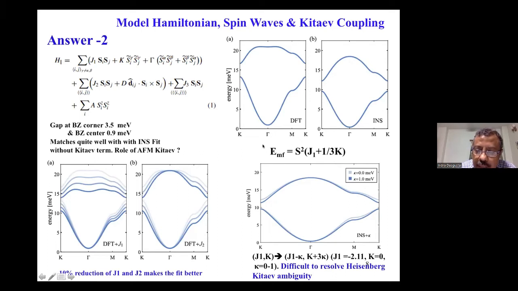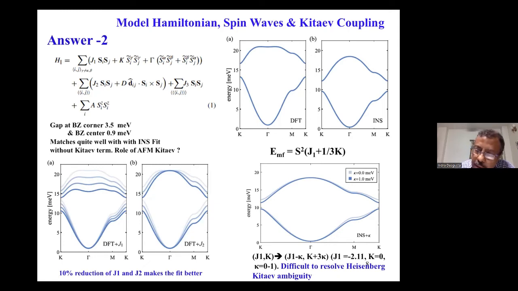To see this effect more pronouncedly, we have figured out that the mean field contribution per bond with Heisenberg and nearest neighbor Kitaev happens to be S squared, where S is the value of the spin, times nearest neighbor Heisenberg plus 1/3 of the Kitaev. For example, if we take J1 to be ferromagnetic, minus 2.11, and K equal to 0, then we can clearly see the fit which agrees with the inelastic neutron scattering.